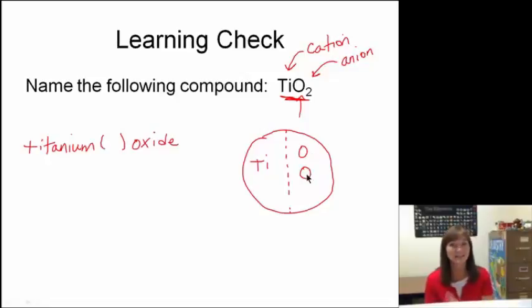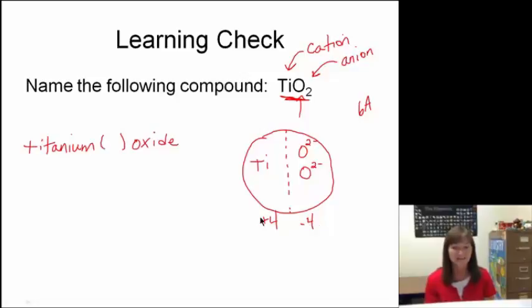So the right side of this circle, whatever element you're writing there, we should be able to figure out the charge somehow. Well, oxygen is in the 6A family, so that means it's going to make a charge of 2 minus. Here's where we have to do some math. What is the total amount of negative charge? A 2 minus and a 2 minus is minus 4. Since my charges have to be equal, I must have a positive 4 here, because positive 4 will exactly balance out the negative 4.